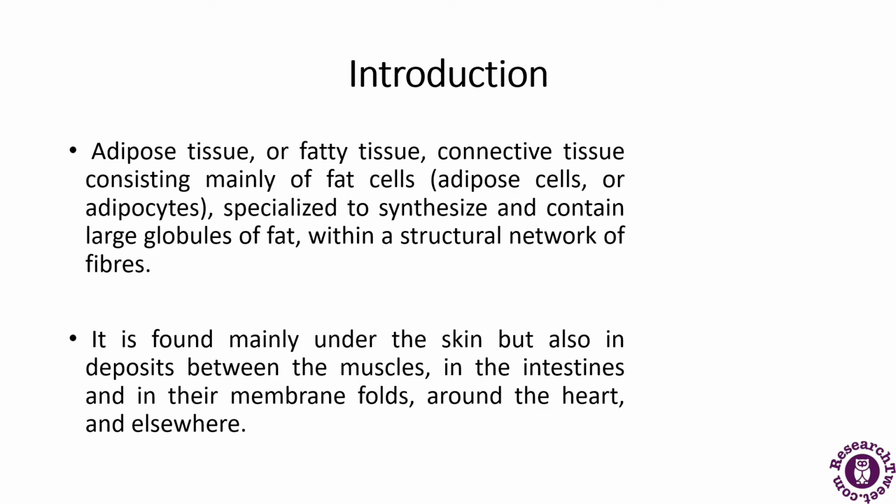First we will come to the introduction. The alternative names of adipose tissue are body fat or fatty tissue, and it is a connective tissue as well. Adipose tissue is a type of connective tissue that consists mainly of fat cells, or adipocytes, or adipose cells. They are specialized to synthesize and contain large globules of fat, which is why it contains large globules of fat within a structural network of fibers.